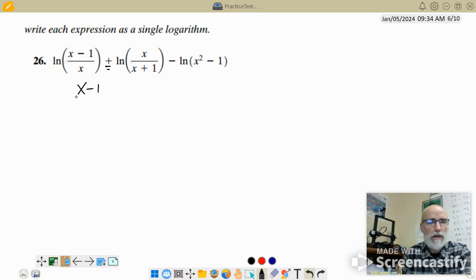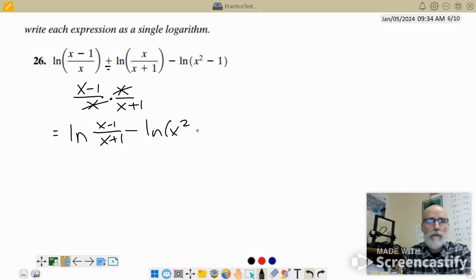So I'm taking x minus 1 over x times x over x plus 1. And you can see these x's here are going to divide out to 1, and we're left with x minus 1 over x plus 1. So now I'm down to natural log of x minus 1 over x plus 1. And then I've got still minus the natural log of x squared minus 1.